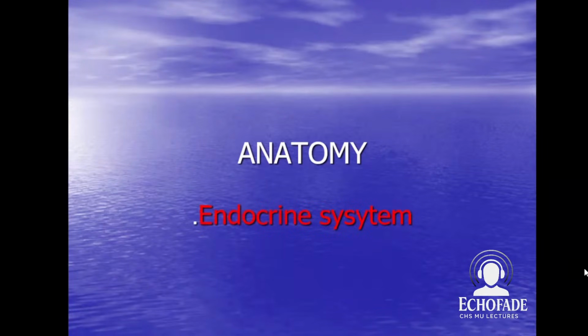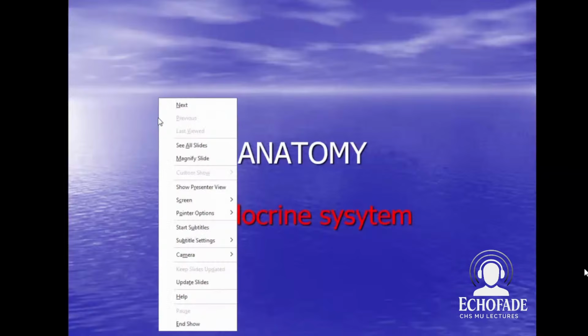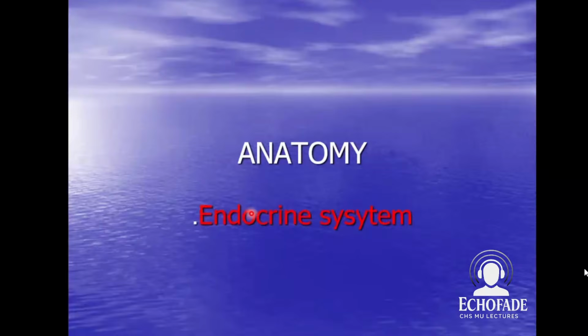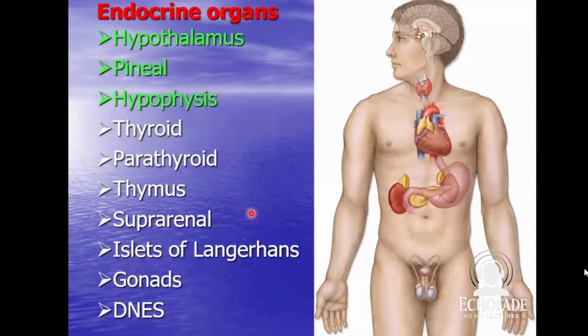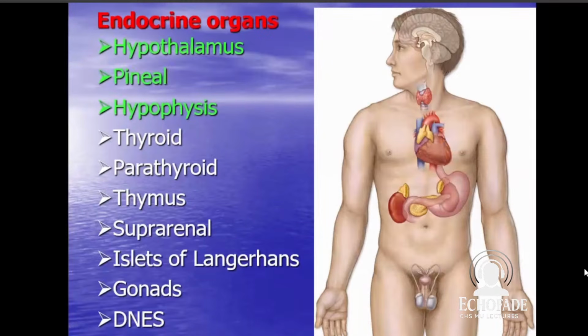Let me just get a pointer so that we're able to follow each other. For the endocrine system, we note that we have several glands. Sometimes we classify them into central and peripheral endocrine system. So, central and peripheral.